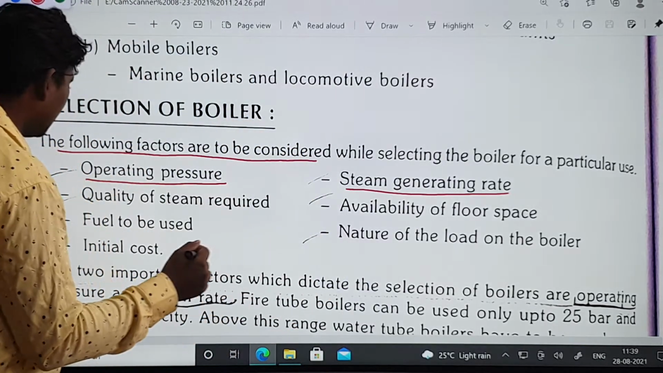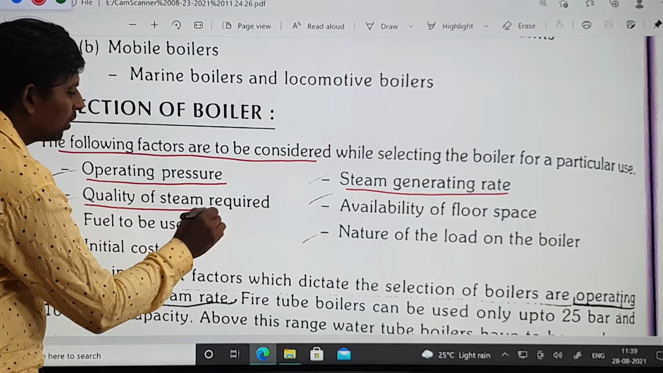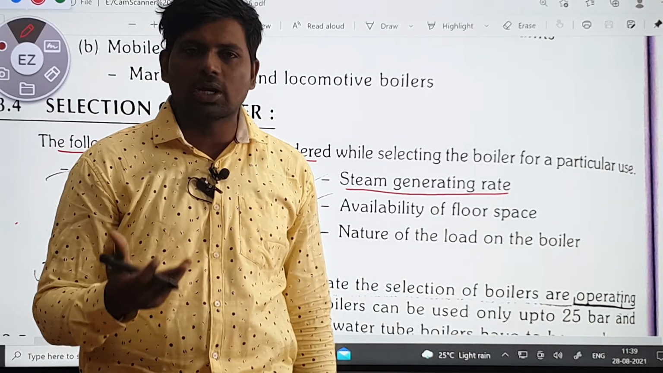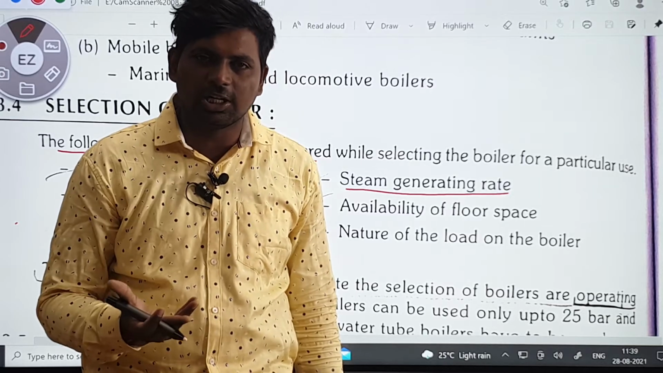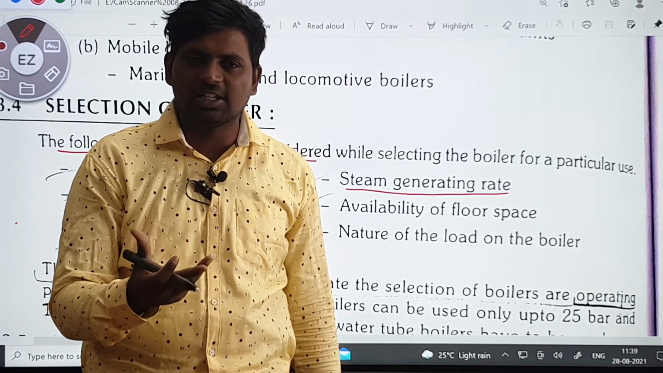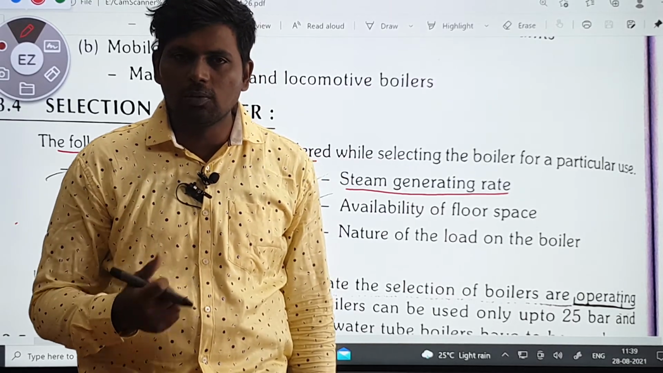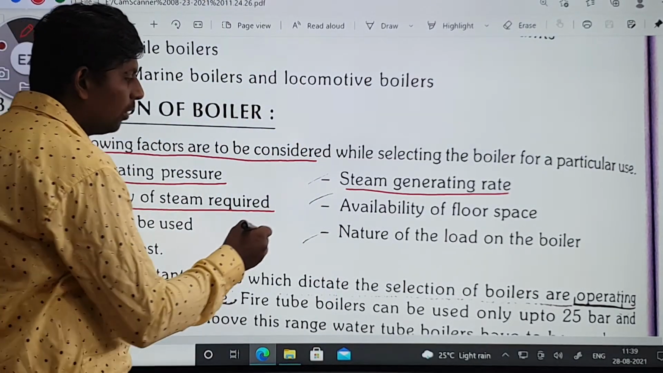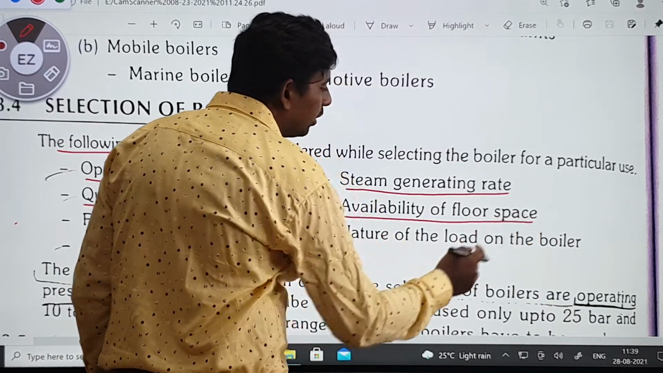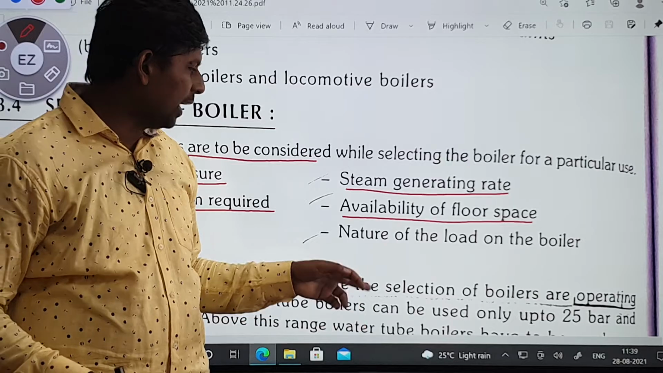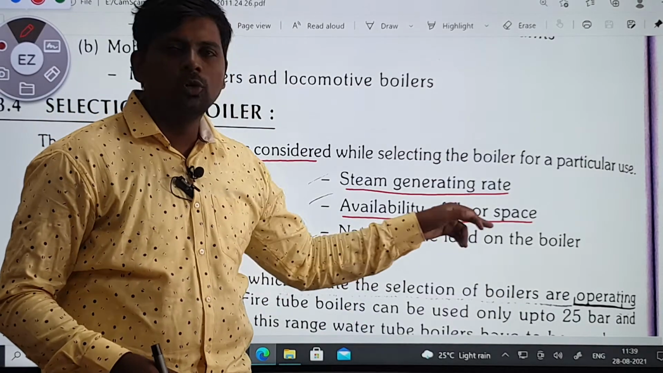Second factor while selecting the boiler: quality of steam required. You may want wet steam, dry steam, or semi-wet steam. In that steam, how much quantity of water is present? Next one, availability of floor space. How much space is it occupying? That one is known as availability of floor space.